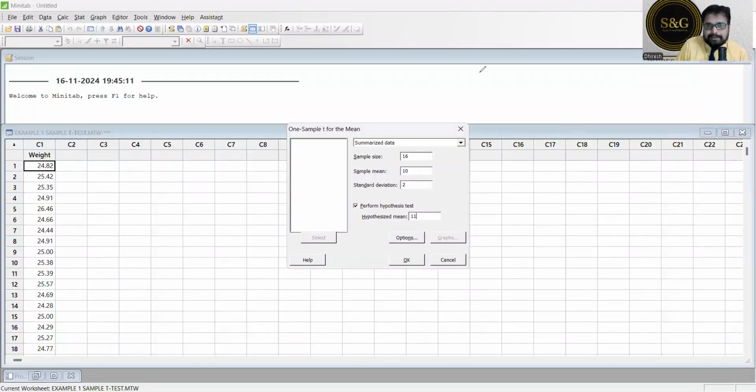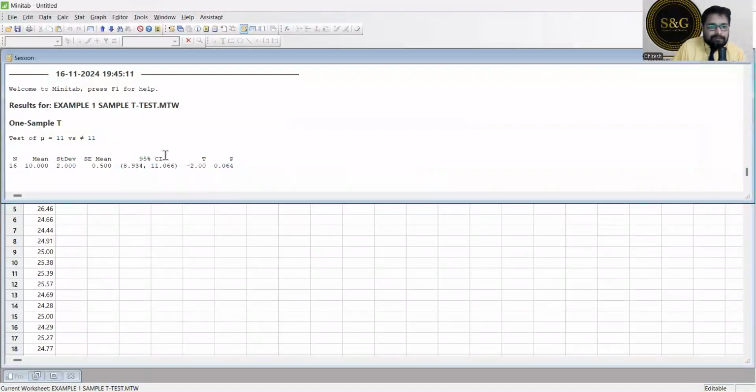So again, I will just quickly repeat. Sample size is n. Sample mean is x bar. Standard deviation is s. And hypothesized mean. Wow, sure. Clear, everybody? Just type yes in the chat box. All right. Now let's click on OK and see what we have got.